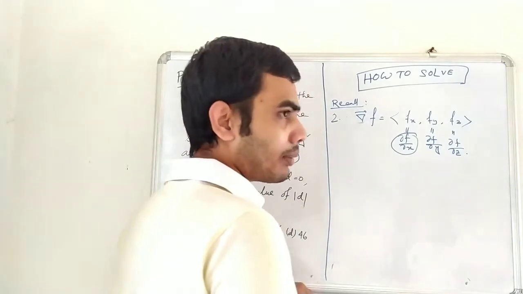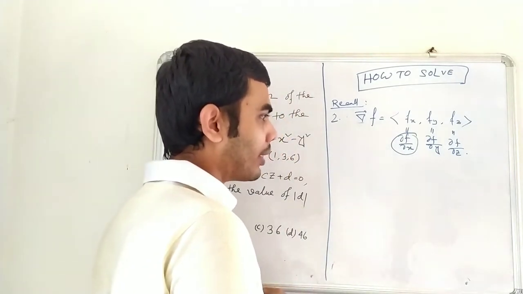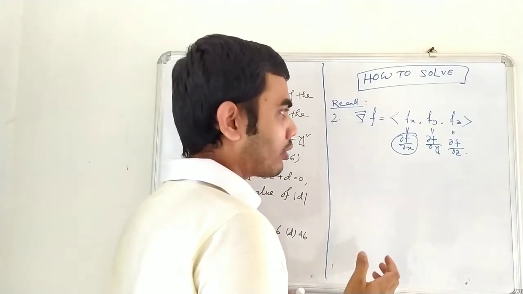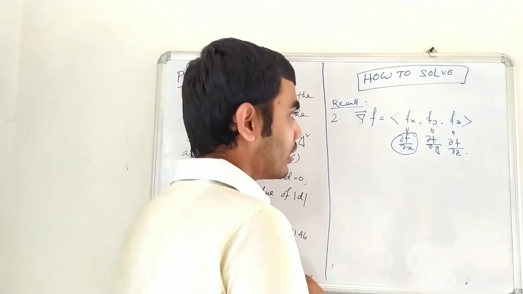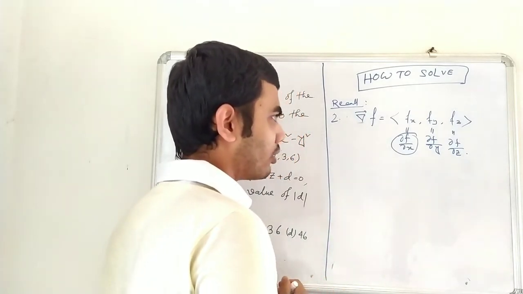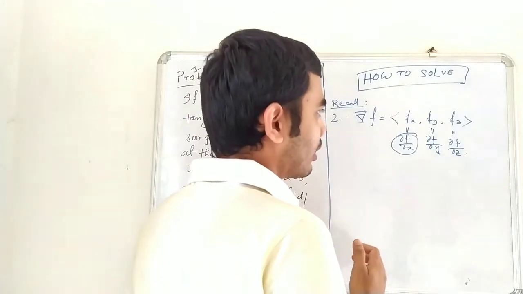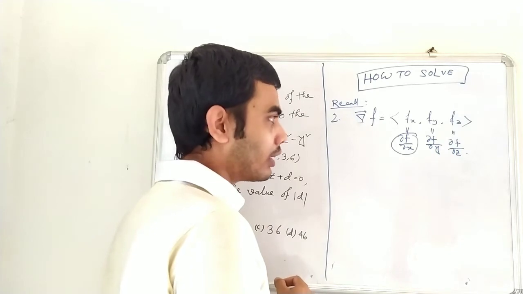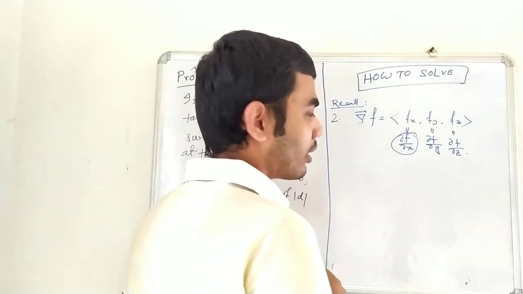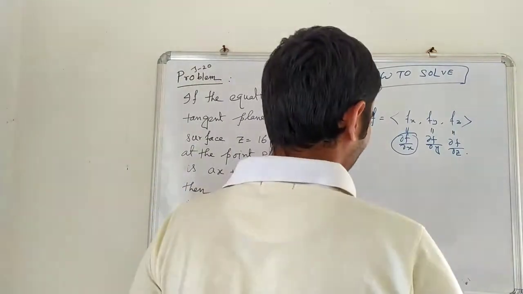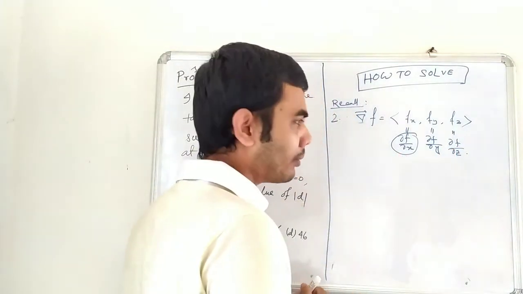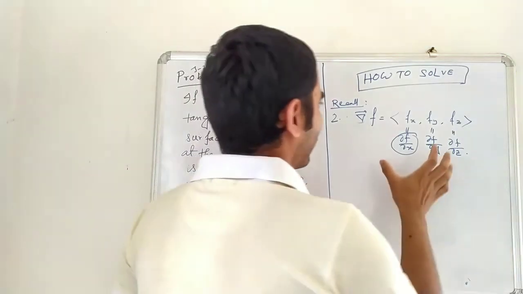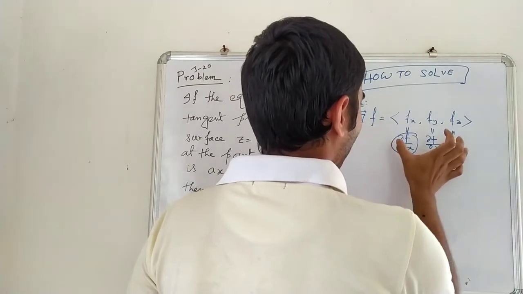Similarly, when we take the partial derivative of the function f with respect to y, we take the derivative along the y direction, and here we treat x and z as constant. And when we take the derivative of the function f with respect to z, we take the derivative along the z direction, and here we treat x and y as constant. Clear? So this is the concept of the partial derivative of the function f with respect to x, y and z respectively.